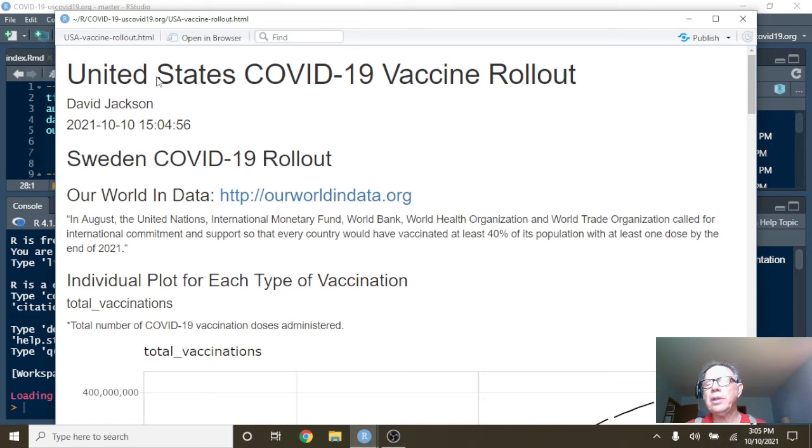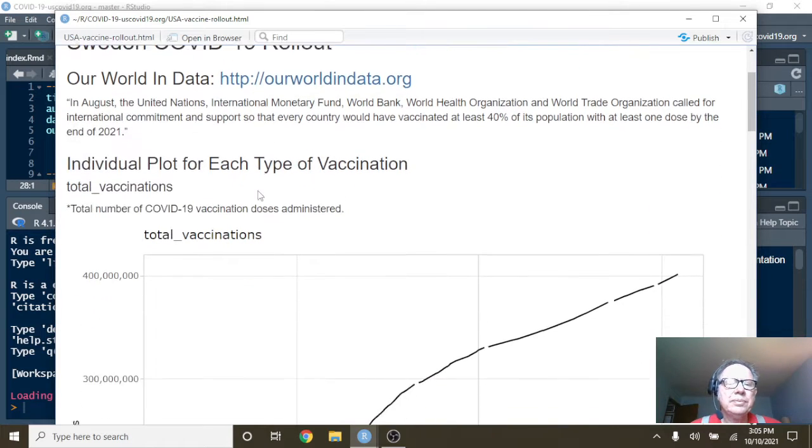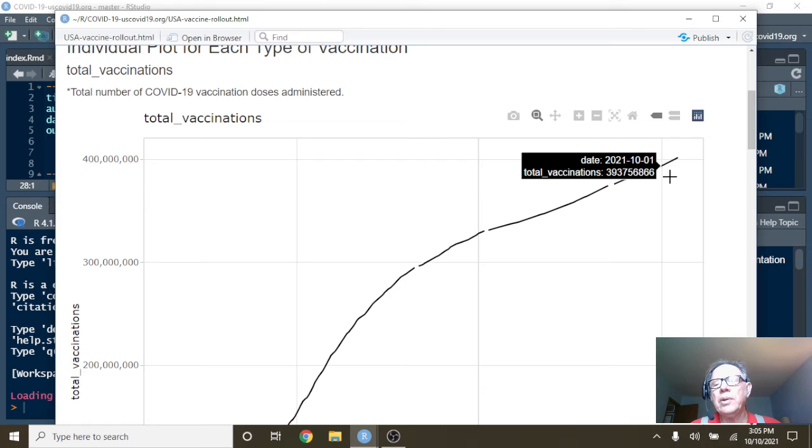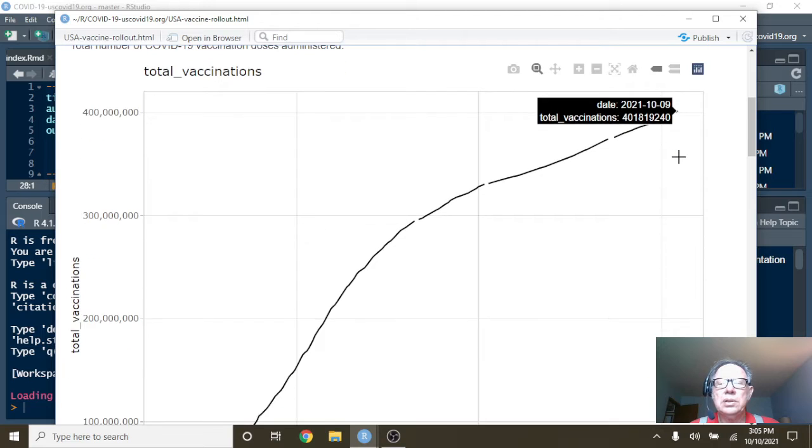What would happen if you did a coordinate flip on a histogram? Anyway, as you can see here, currently the U.S. has administered 401 million doses.